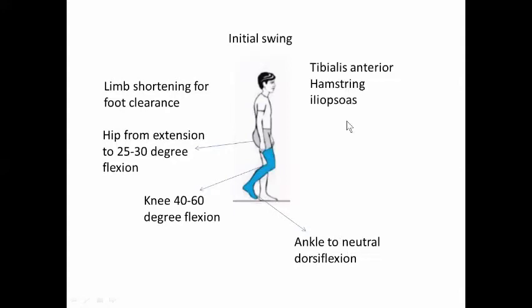Tibialis anterior, hamstring and iliopsoas are the prime movers for this phase. Tibialis anterior will maintain the ankle in neutral dorsiflexion, whereas the hamstring will contract and keep flexion of the knee at about 40 to 60 degrees. And the iliopsoas will resist the hip from going into extension as it is maintaining the hip in flexion at about 25 to 30 degrees.